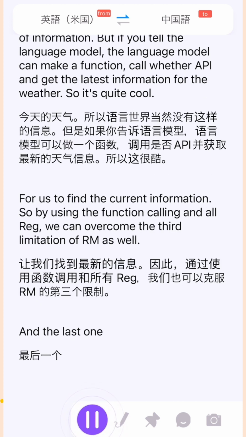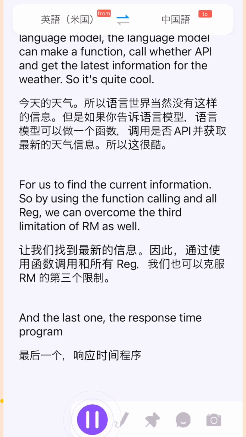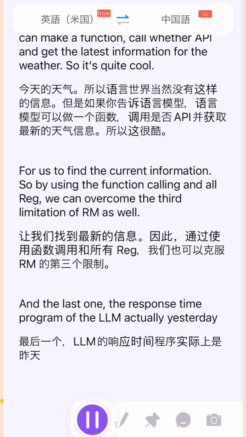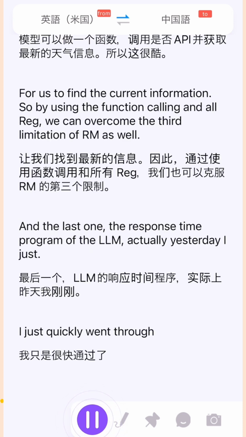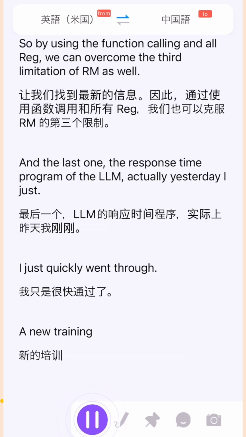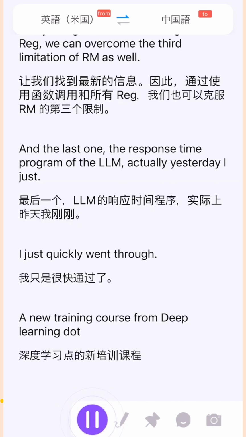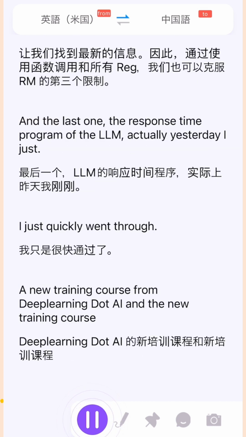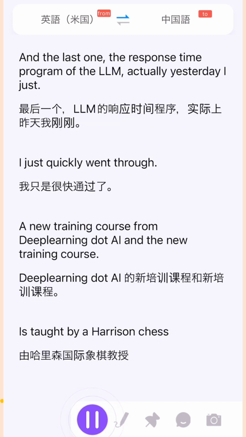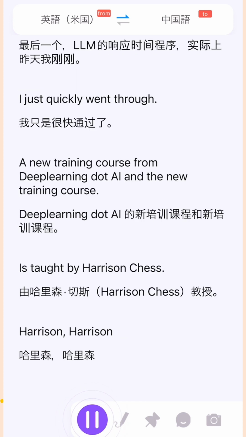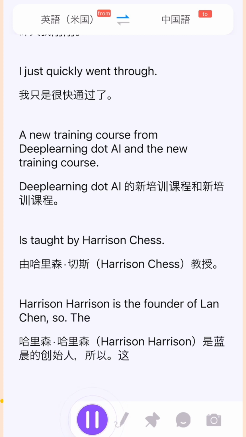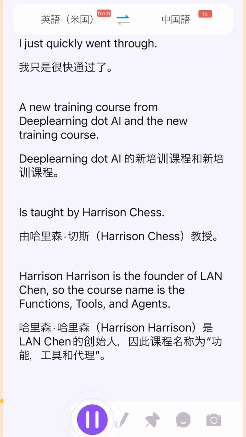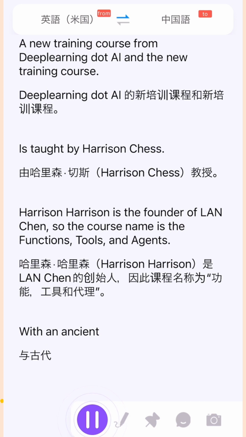And the last one, the response time problem of the LLM. Actually, yesterday I just quickly went through a new training course from deeplearning.ai, and the new training course is taught by Harrison Chase. Harrison is the founder of LangChain. So the course name is Functions, Tools, and Agents with LangChain.